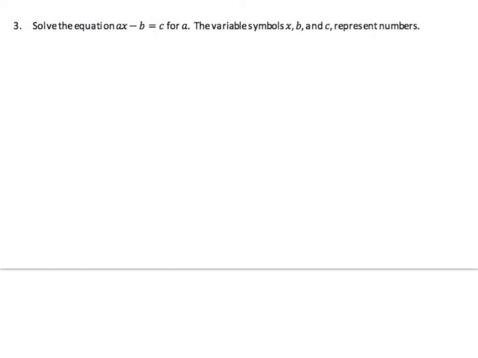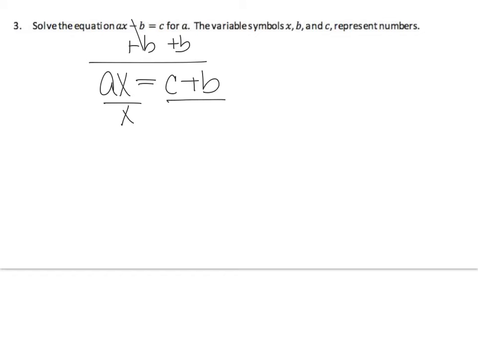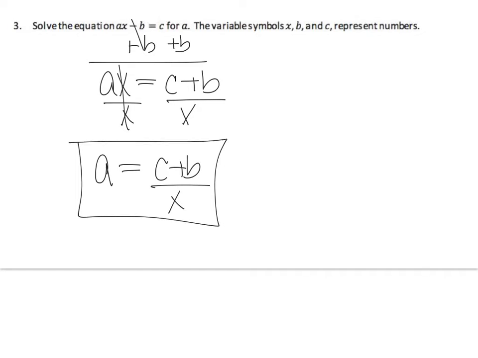All right, so let's look at this one. Solve the equation ax minus b equals c for a. If I remember, part C was ax minus b equals c, and I solved it for x. This time I'm solving it for a. So add b to both sides, because I want to cancel that out. I'm left with ax equals c plus b. Now if I'm solving for a, I need to divide everything by x to get that a by itself. A equals c plus b over x. Nothing different there.